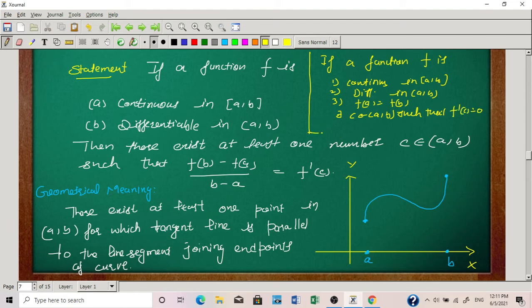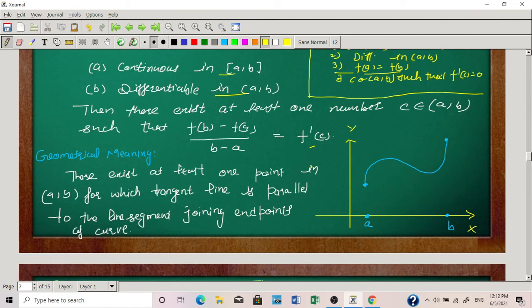Rolle's theorem is the restricted version of this mean value theorem, and this one is more general. Why? Because there is a third condition in Rolle's theorem, that f(a) is equal to f(b), but here there is no third condition. In Lagrange's mean value theorem, if a function f(x) is continuous in the closed interval [a, b] and differentiable in the open interval (a, b), then there exists at least one c belonging to (a, b) such that this quotient (f(b) - f(a))/(b - a) is the derivative of the function at that point c.